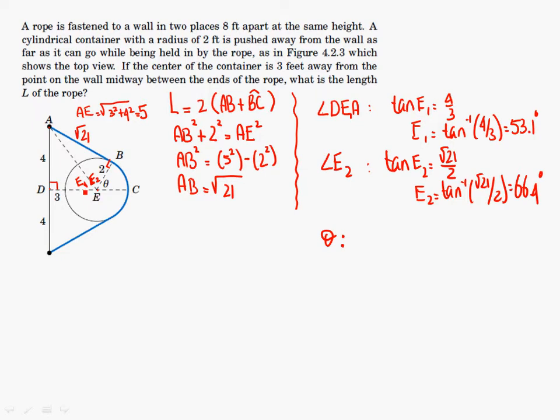So why do you think I found E1 and E2? What can I do with E1 and E2 and knowing that this is a straight line? Add them together and then subtract that one. Yeah, so theta is the 180 minus the two things we just found, right? So that means that theta is 180 minus that mess is 60.5.